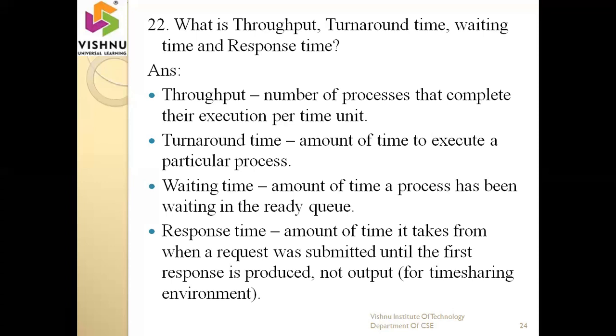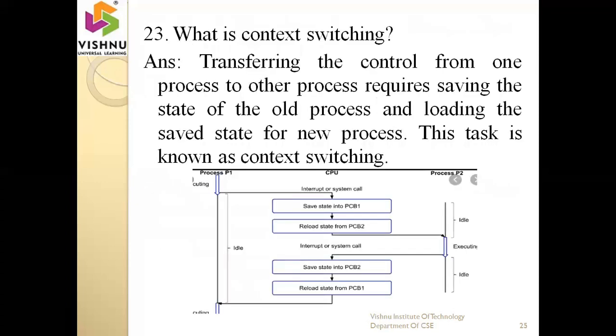Response time is the time at which the process gets a response. For example, I'm asking one question, so please tell me what is the process. The question reaches you within 2 to 3 seconds, and after 1 minute you give the answer. The time at which you respond to my question is called the response time. So these are the different terms: throughput, turnaround time, waiting time, and response time. Next one is, what is context switching?